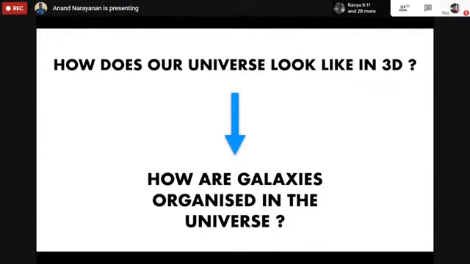So what I will be doing next is talking about one of these galaxy redshift surveys, a very prestigious survey, which is called the Sloan Digital Sky Survey. The short form of that is SDSS.